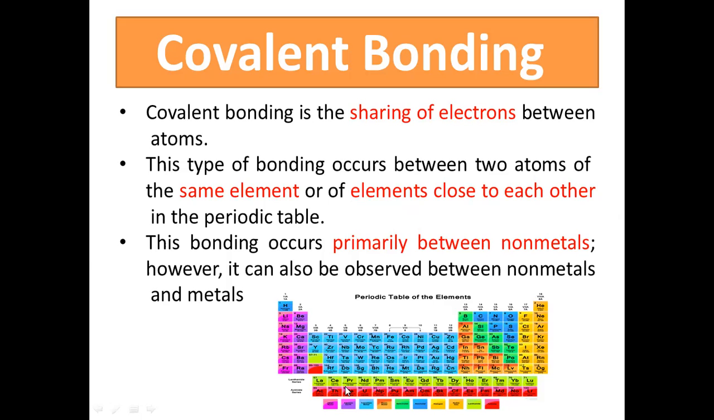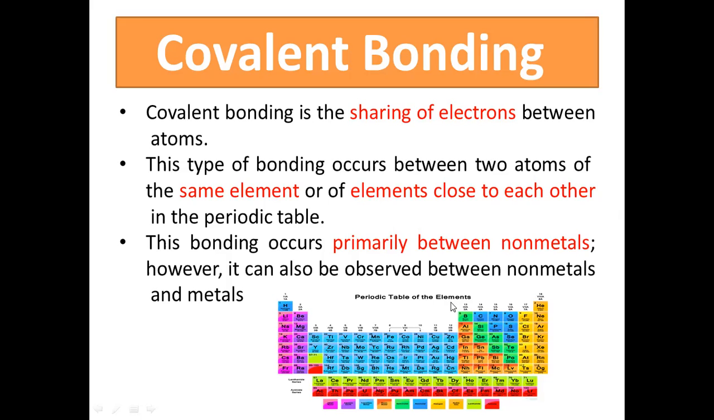Like here, this is the periodic table, and all these are the metals, these are the metalloids or semi-metals, and these are the non-metals. Particularly, this type of bonding occurs between the non-metals. Let's suppose the bond between Cl, oxygen, and nitrogen; this type of bond is called the covalent bond.